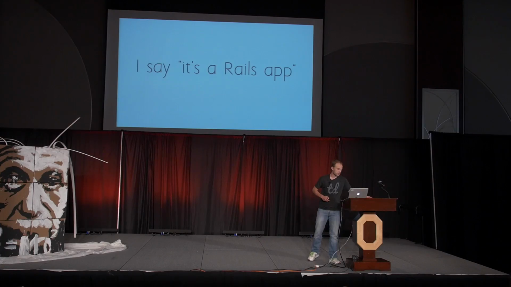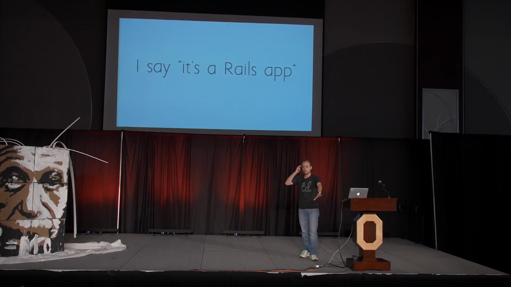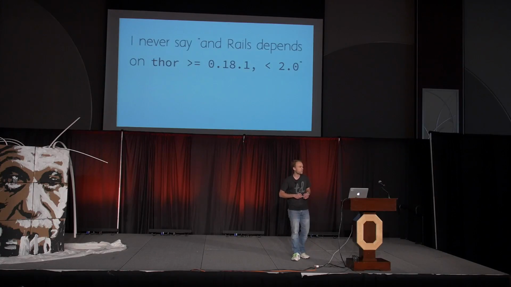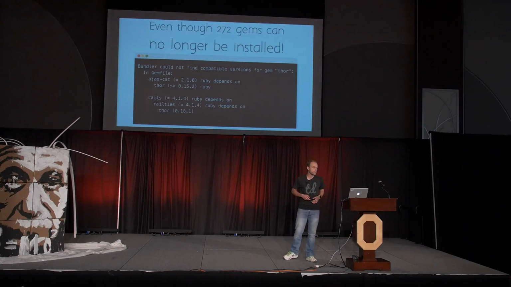So I'm guilty of this all the time. Like I said, I do a lot of Ruby, so I write a lot of Ruby on Rails applications. I might just say casually, oh, it's a Rails app, because that conveys a lot of information all at once. But I never think to say, oh, and Rails depends on the gem Thor at this very specific version range. I don't even notice that that's true because it's invisible to me. It's hidden to me by my tooling. The mere fact that it depends on that specific version range for that gem means that there are 272 gems in the world that I can't even use on a Rails project because they have version ranges that exclude that range.